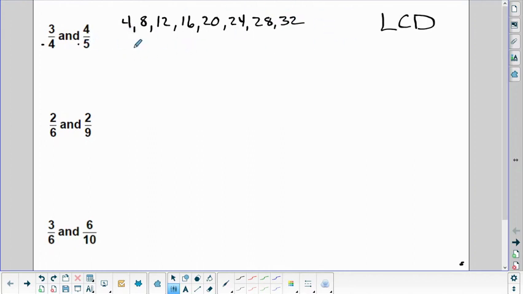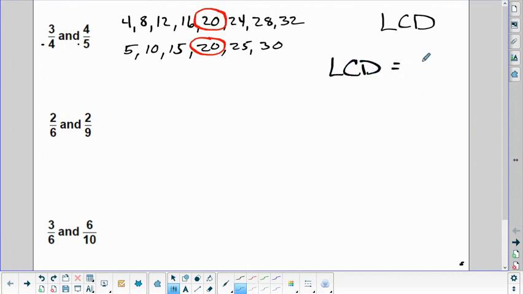So let's start with 5. 5s are a little bit easier. 5, 10, 15, 20, 25, and I could actually stop at 20. Look at the 20s lined right up there. It looks like that is going to be the lowest common denominator for them both. So there's work I would show, and then I would just say my answer is the lowest common denominator is going to be 20 for that first one.